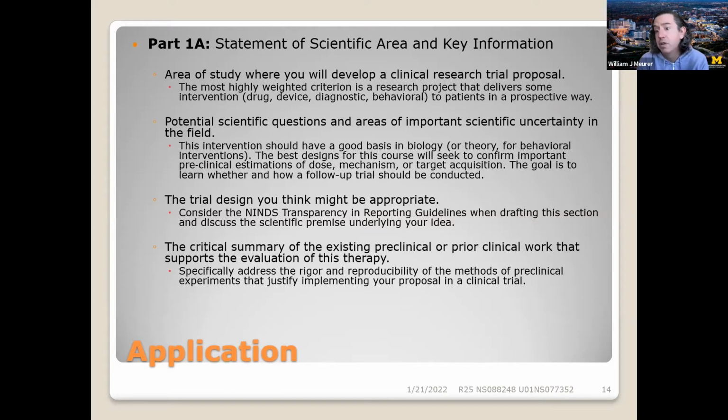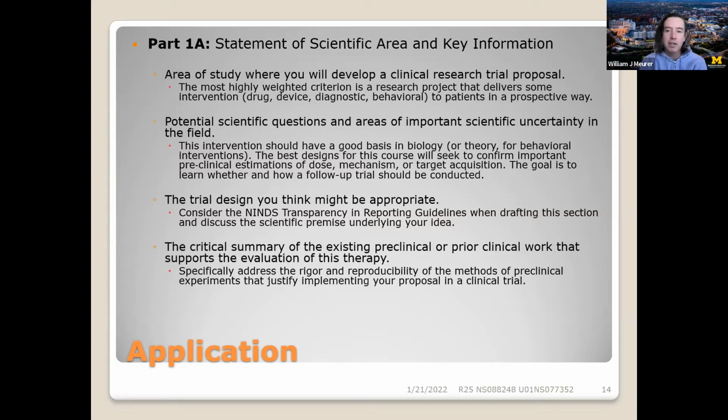And again, I'll say it a third time, it could be a great scientific idea. It's just not the way that our course is set up to develop things. So thinking about the intervention, it has to have some form of a good basis in biology, or if it's a behavioral intervention, theory, or if the biology is less well known, basic epidemiology and other prospective studies.